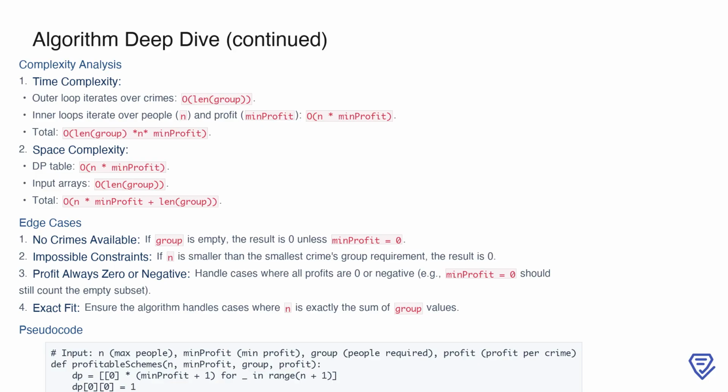Several edge cases must be considered to ensure the algorithm is robust. For instance, if no crimes are available, meaning group is empty, the result is 0 unless min profit is also 0, in which case the empty subset is valid. If n is smaller than the smallest crime's group requirement, it is impossible to form any valid subsets, and the result is 0. Similarly, when all profits are 0 or negative, the algorithm must handle the case where min profit is 0, allowing the empty subset to be counted. Lastly, the algorithm must handle scenarios where n exactly matches the total number of people required for all crimes.